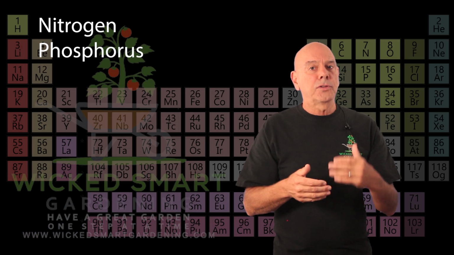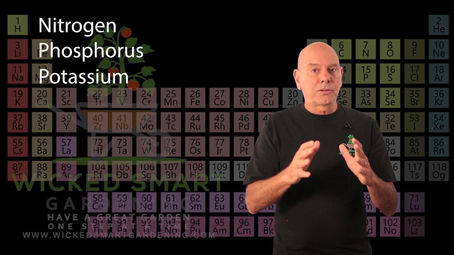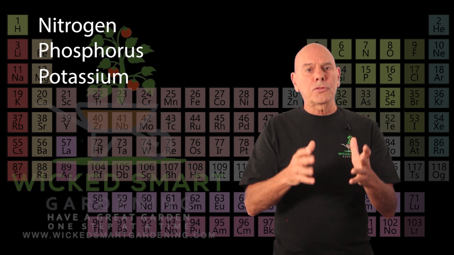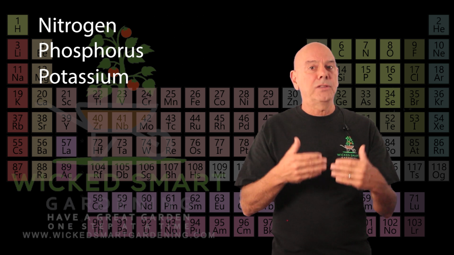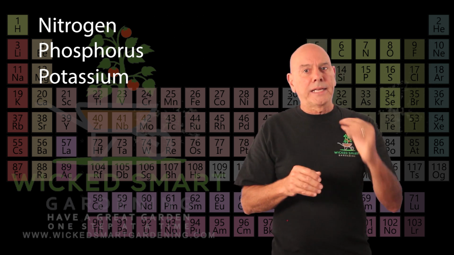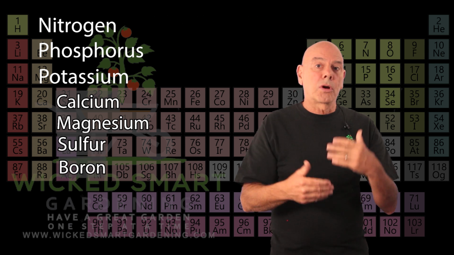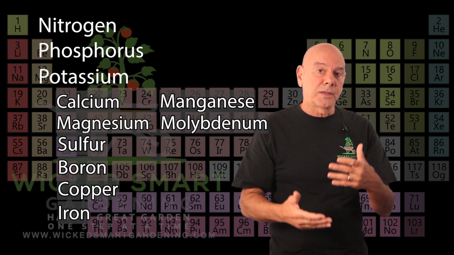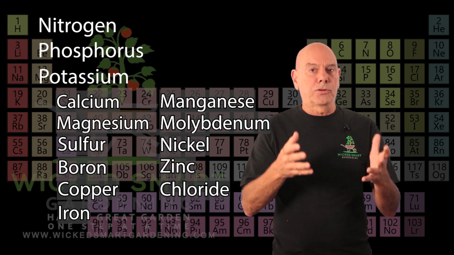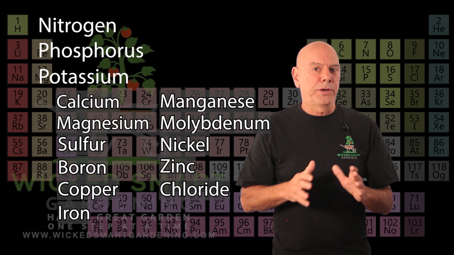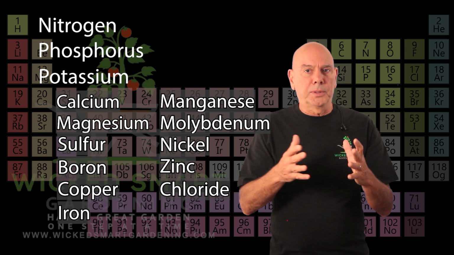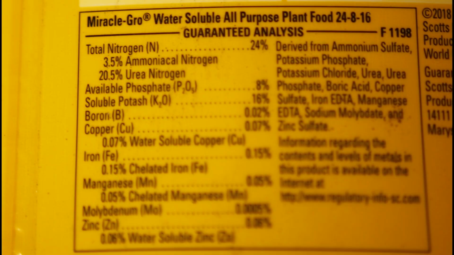Nitrogen, phosphorus, and potassium are building blocks that plants need in pretty large amounts. But there are also other building blocks that plants need in smaller quantities. And you don't have to remember all this stuff. Calcium, magnesium, sulfur, boron, copper, iron, manganese, molybdenum, nickel, zinc, and chloride. And most of these are present in our soils naturally, so we don't have to worry too much about them. A lot of general fertilizers contain a mixture of these building blocks as well. Check the label to be sure.